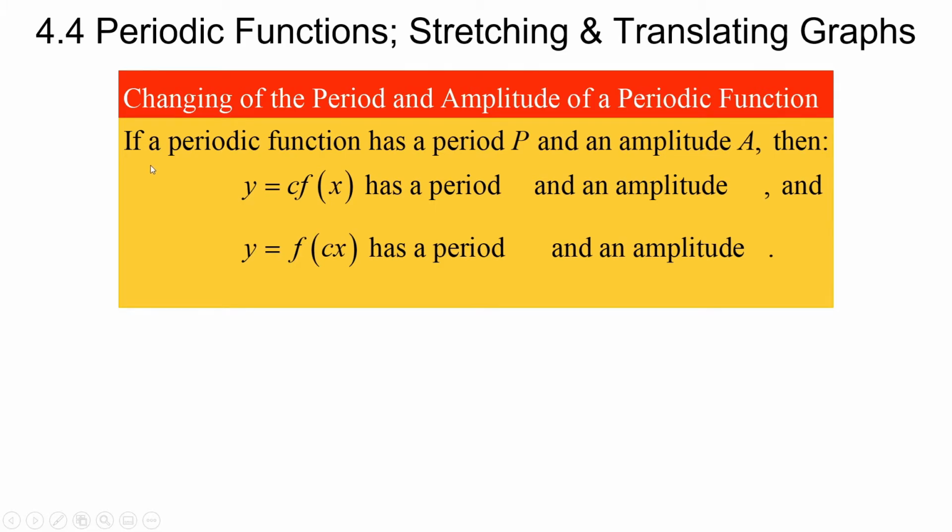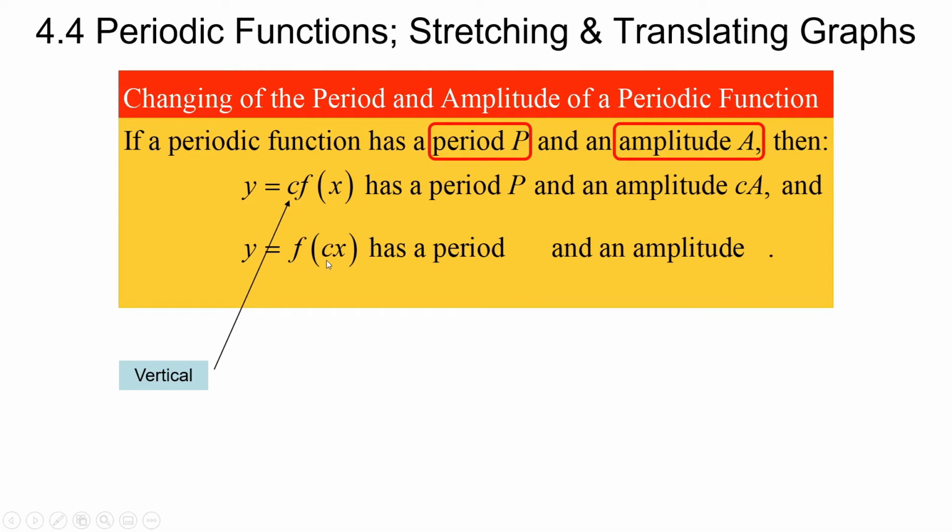If a periodic function has a period of p and an amplitude of a, then y equals c times f of x has a period of, well, this c that I'm multiplying the whole function by is not going to affect the period. So if the period was p, it's still p. And the amplitude, well, it was a, but we multiplied the function by c, so now the amplitude would be c times a.